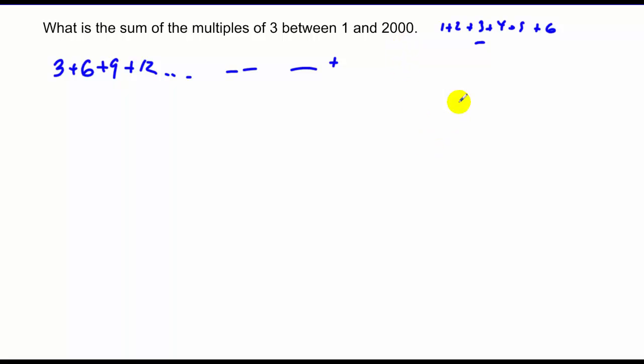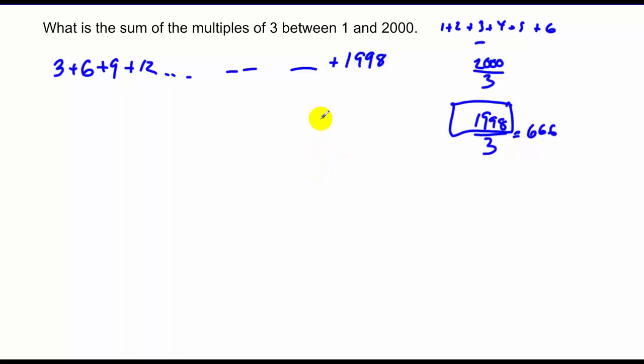Now I got to figure that out. I know 2000 over 3 doesn't work. But if I go 1998 divided by 3, that might work, not so sure, but I can try it. It ends up being 666. So this is my last multiple of 3.